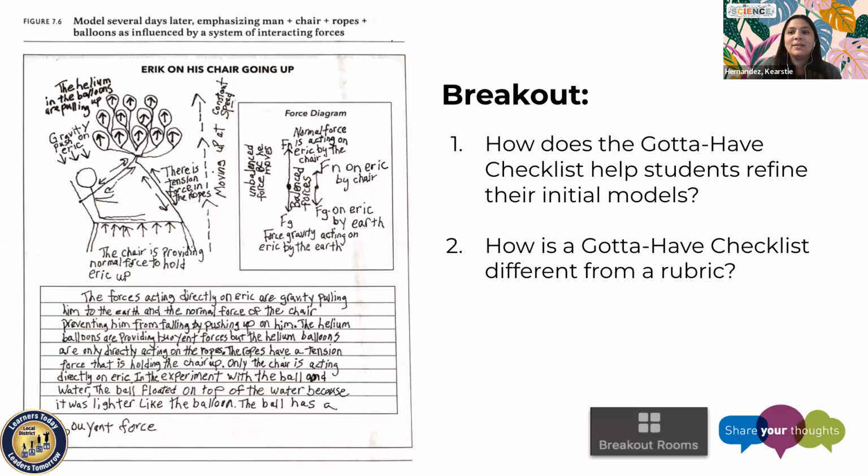Everyone, welcome back. You can go ahead and feel free to unmute or share in the chat, but let's focus on that first question. How does this gotta have checklist help students refine those initial models?